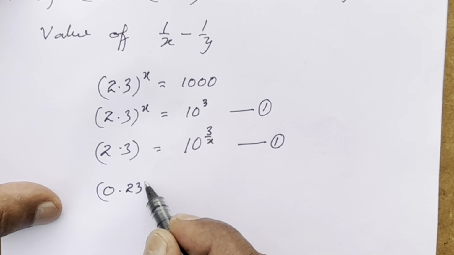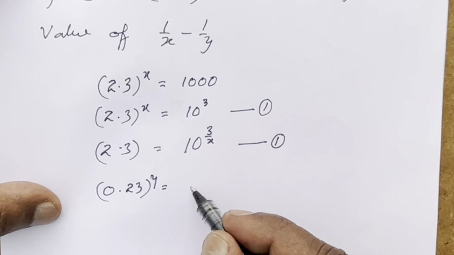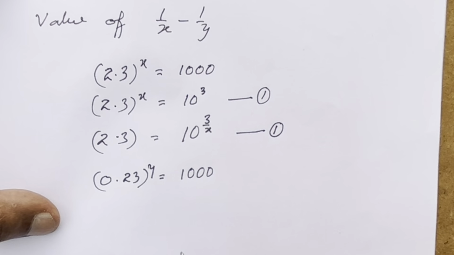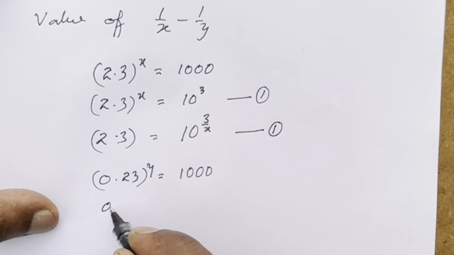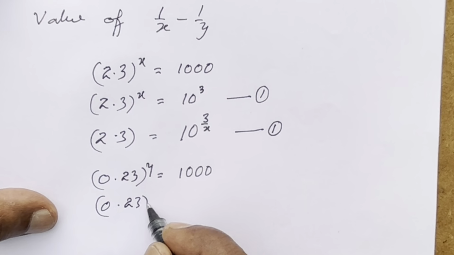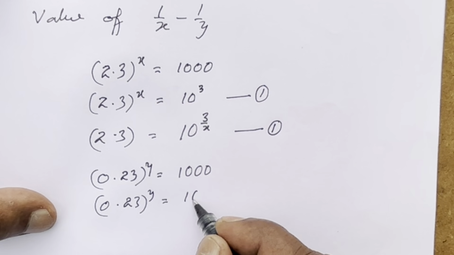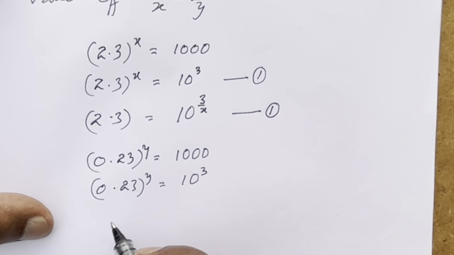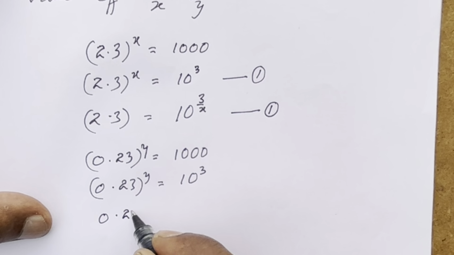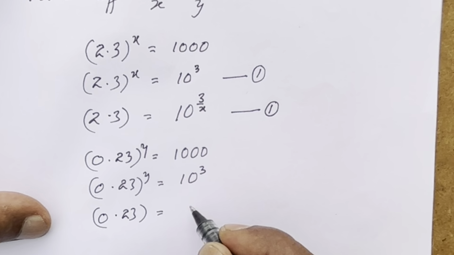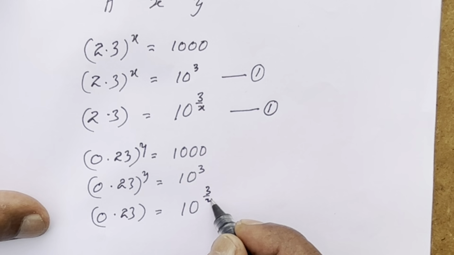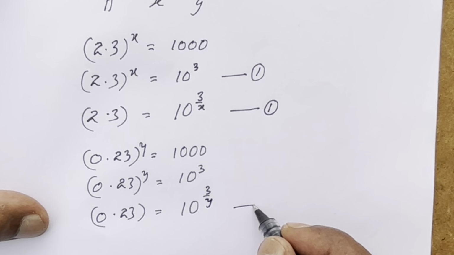Then I am taking the next relation, 0.23 to the power of y is equal to 1000. Here, 0.23 to the power of y is equal to 10 cube. I am converting 1000 into cube. Then 0.23, this power I am sending to the other side, it will become 10 to the power of 3 by y. This is equation 2.